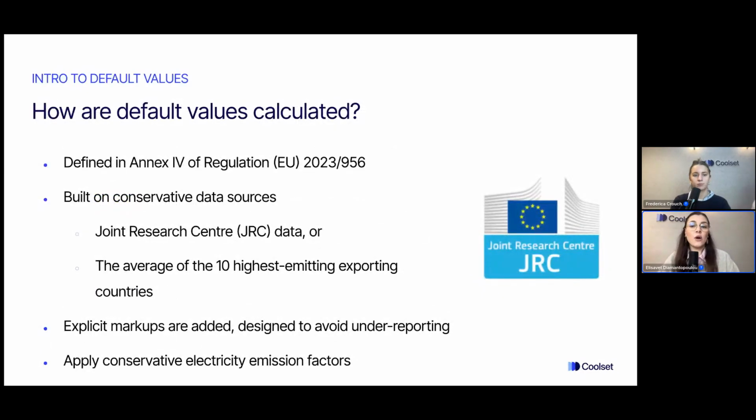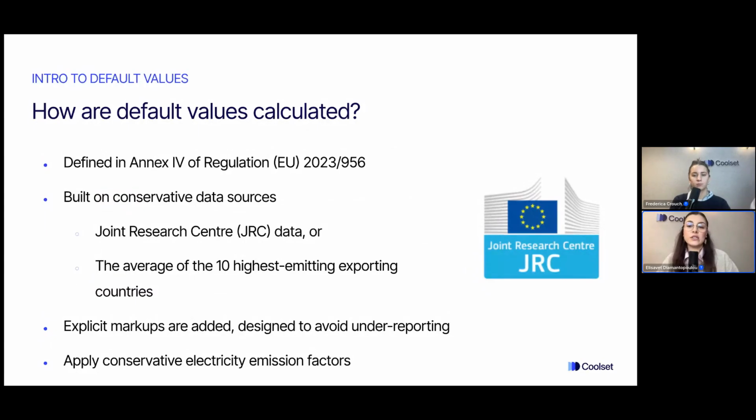So now let's see how these default values came to be. First of all, they are legally defined in Annex 4 of the regulation if you want to see them. You can also find the latest updated annex in the guidance documents of the CBAM page. Just to mention that these are publicly available but not finalized, but the EU has already published them so that people can take a look at them and start using them.